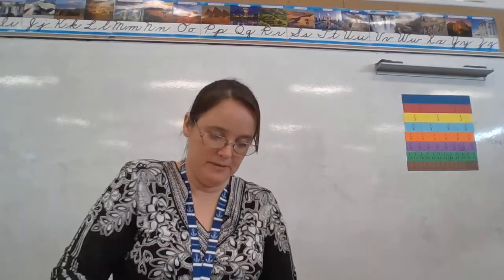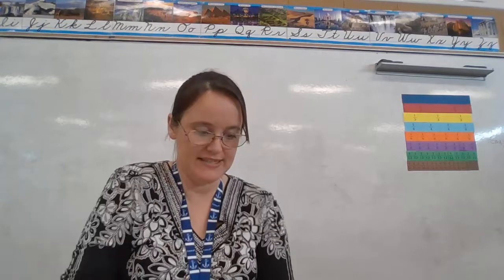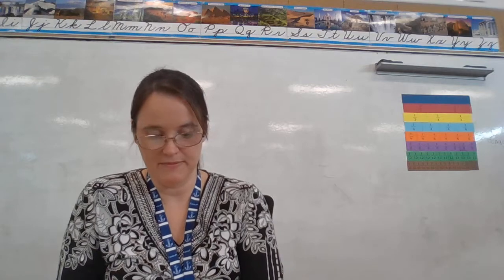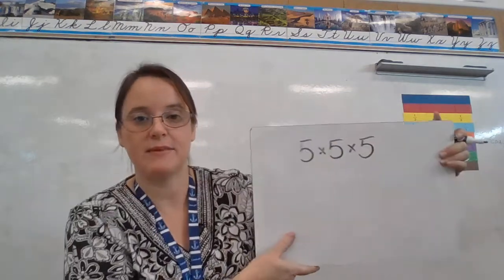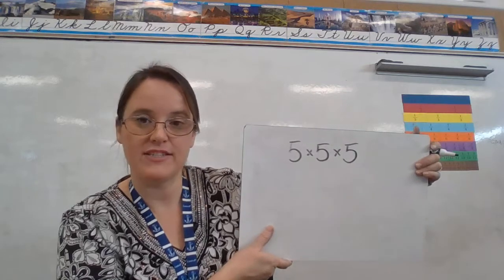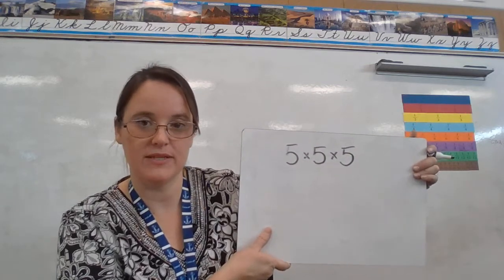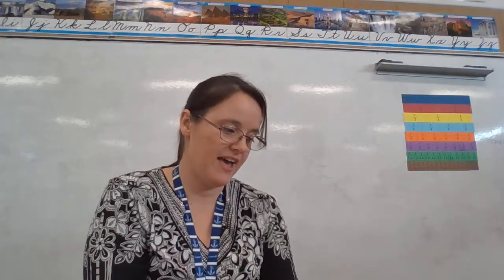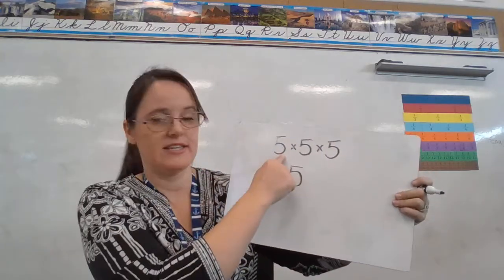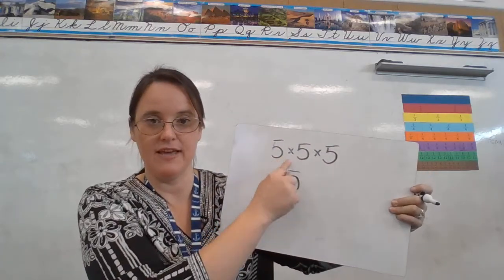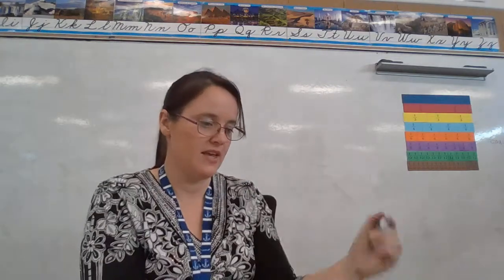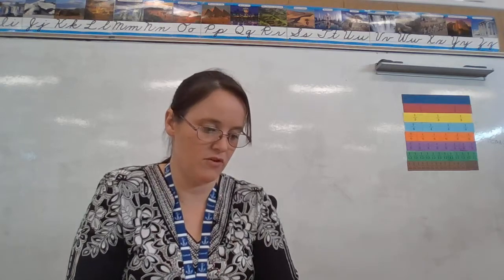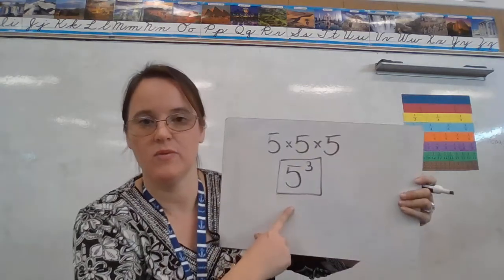The other type of problem that you might see involving exponents is they will give you a repeated multiplication problem. In this example, it's 5 times 5 times 5, and they'll ask you to rewrite it using exponents. So remember, this is my base, so I'm going to have 5, and then my exponent is going to be how many times am I multiplying it? 1, 2, 3. So this is 5 cubed, or 5 to the third power. Either way would work to say that.